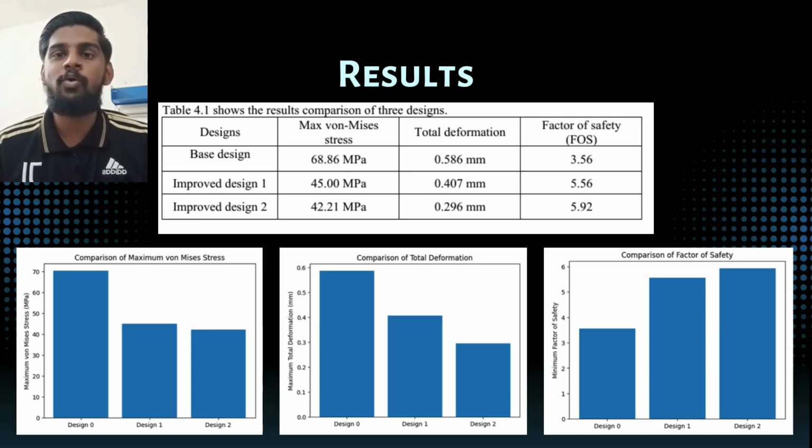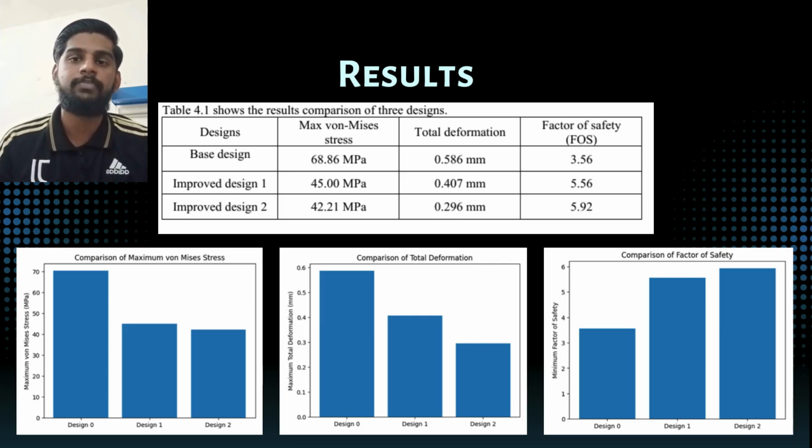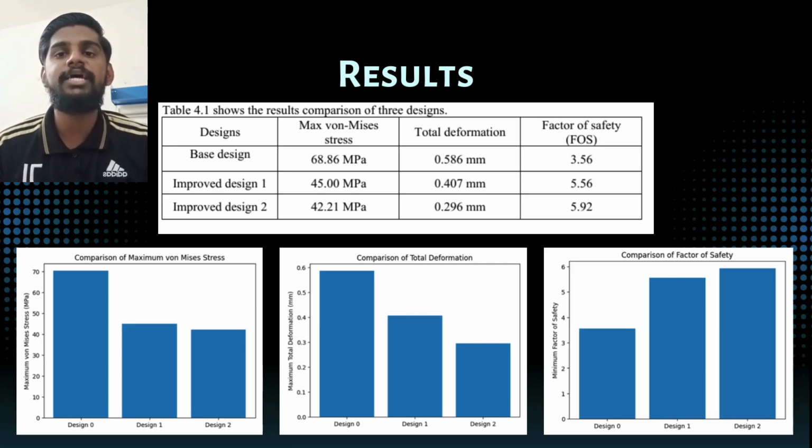This slide presents the overall results obtained from the static structural analysis. Three main response parameters were analyzed, which are equivalent von Mises stress, total deformation, and factor of safety. For the original design O, the maximum equivalent stress obtained was approximately 68.86 megapascal with a maximum total deformation of 0.586 mm and a minimum factor of safety of 3.56.